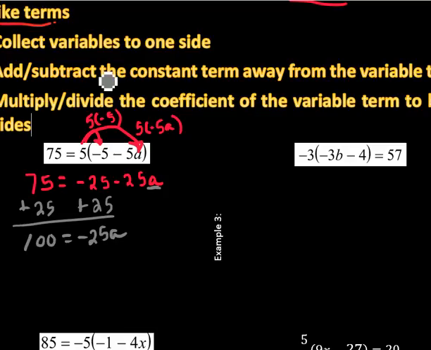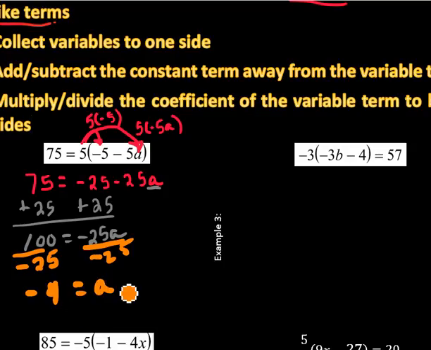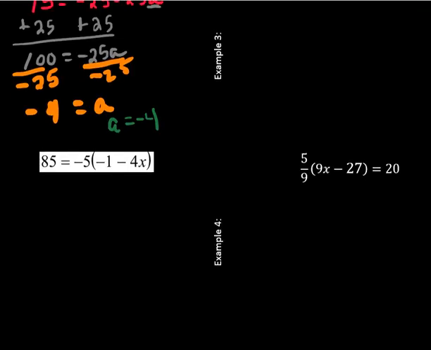And now, to finish the problem, we take the coefficient, which is negative 25. Here's my variable term. It has a coefficient of negative 25. And we're going to divide that to both sides. Okay, and 100 divided by 25 is 4, make it negative, and then we get our answer for a. And then we rewrite it as a equals negative 4. Okay, so that was our first example. Now let's try our next example.